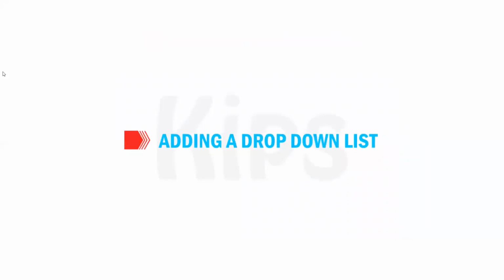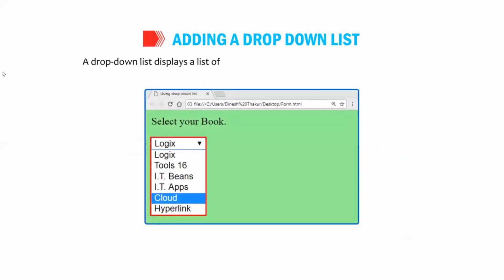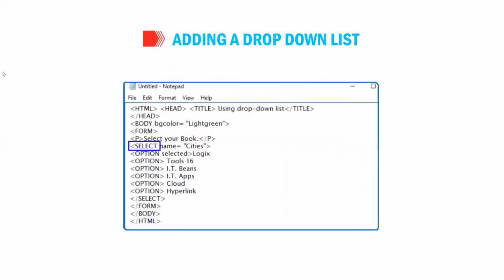Learn how to add a drop-down list. A drop-down list displays a list of options from which the user can select an item. The select tag is used to define the selection list in a form. It should be defined within the form tag.